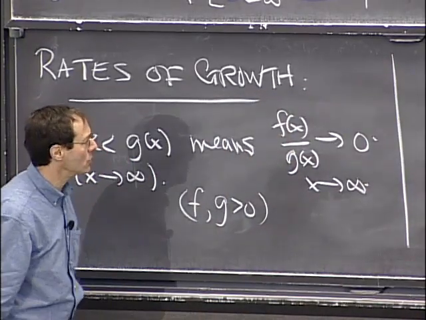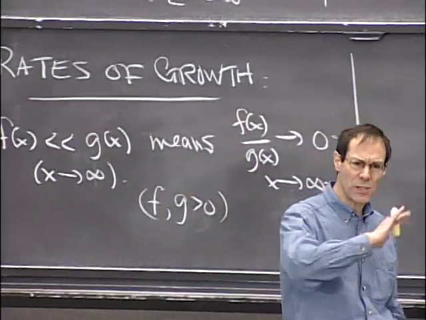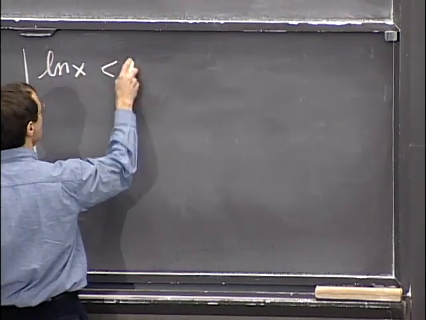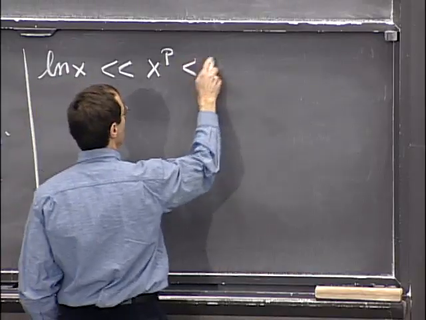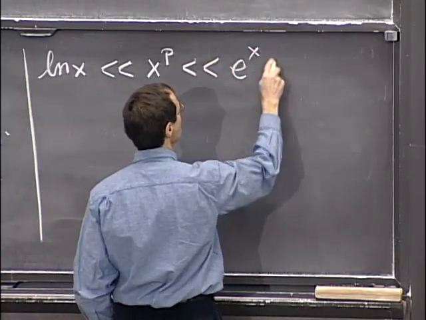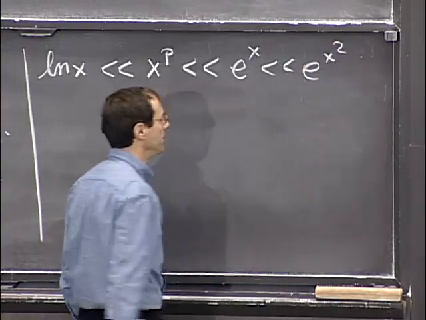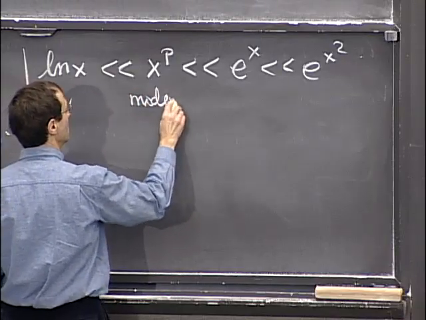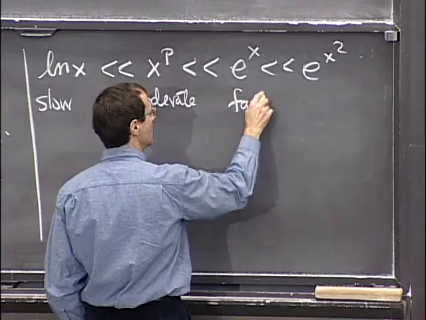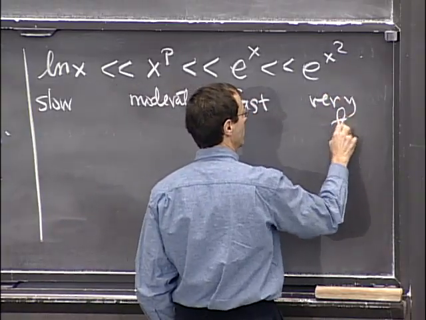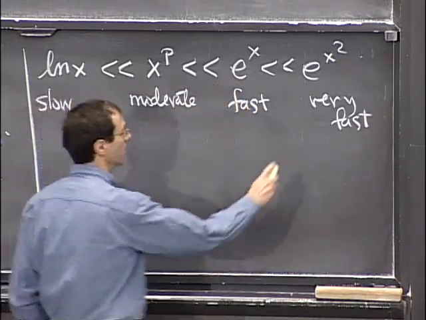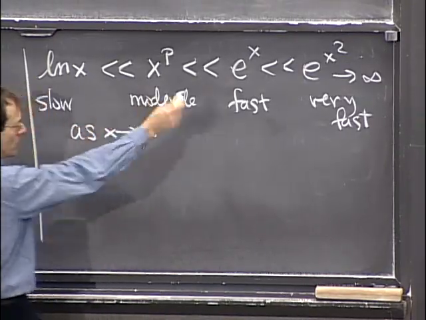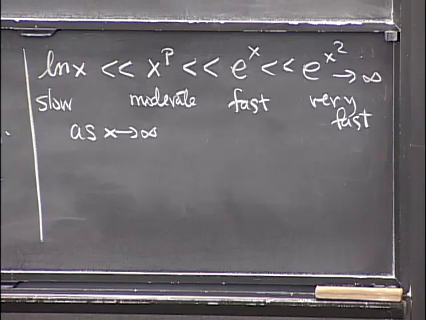What you saw in recitation was that you can make a systematic comparison of all the standard functions that we know about. For example, the log function goes to infinity, but a lot more slowly than x to a power, a lot more slowly than e to the x, a lot more slowly than, say, e to the x squared. So this one is slow. This one is moderate. And this one is fast. And this one is very fast. All going to infinity, and this is, of course, as x goes to infinity. All of them go to infinity, but at quite different rates.